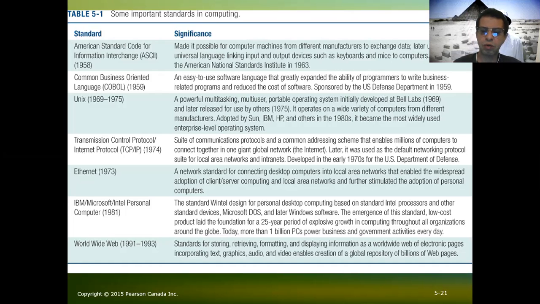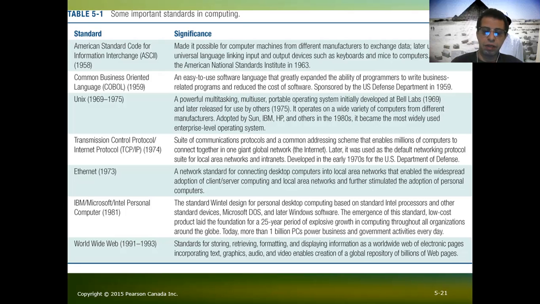Then we have something called Ethernet, a network standard for connecting desktop computers into a local area network that enabled the widespread adoption of client server computing and further stimulated the adoption of personal computers. So when you have servers and a client, which is a desktop connected to the server, there is some kind of communication tool between them, a network, part of which is the Ethernet.